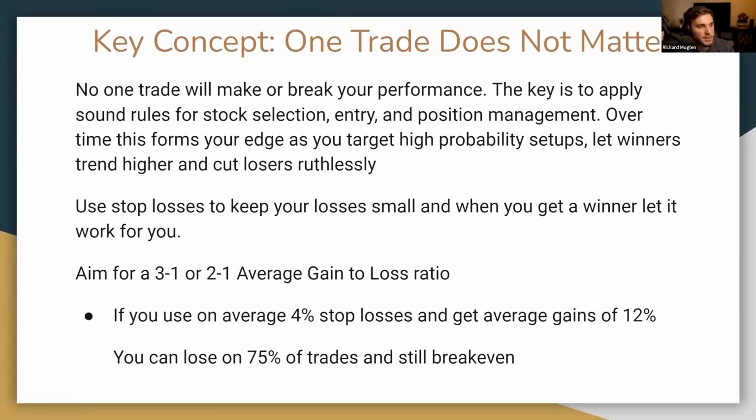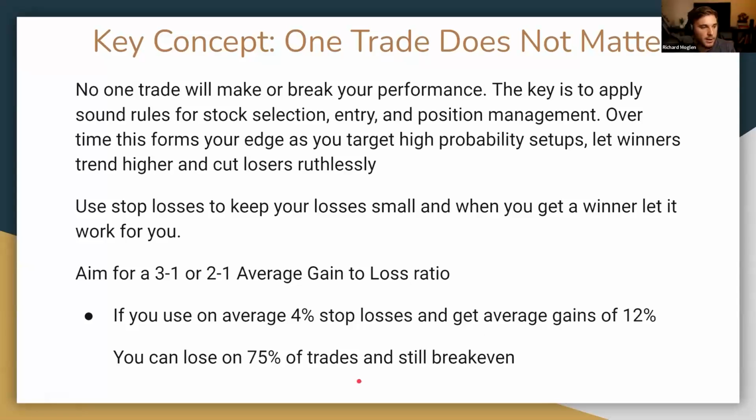You want to use stop losses to keep your losses small, and when you get a winner, let it work for you. You want to aim for a 3-to-1 or 2-to-1 average gain to loss ratio, and you guys will go ahead and calculate this later on in the course. Basically, if you use an average 4% stop loss and get an average gain of 12%, that's a 3-to-1 average gain to loss ratio. And with these statistics, what's really powerful is you can lose on 75% of trades and still break even. You just have to be right 1 out of every 4 times, and you're not experiencing a drawdown.